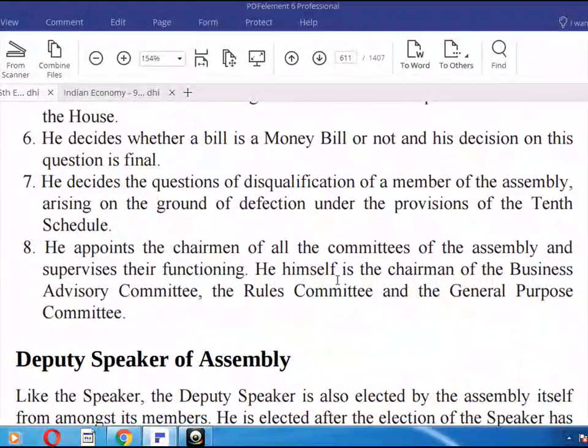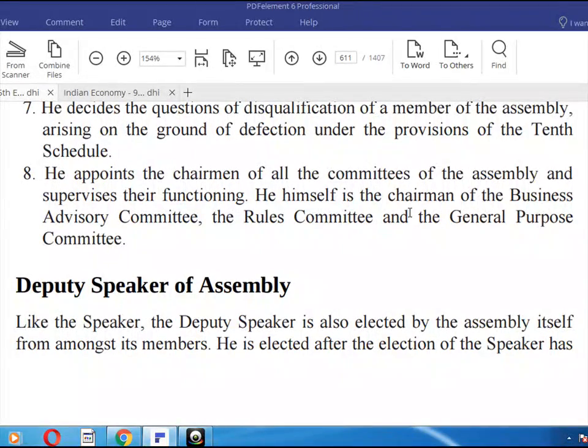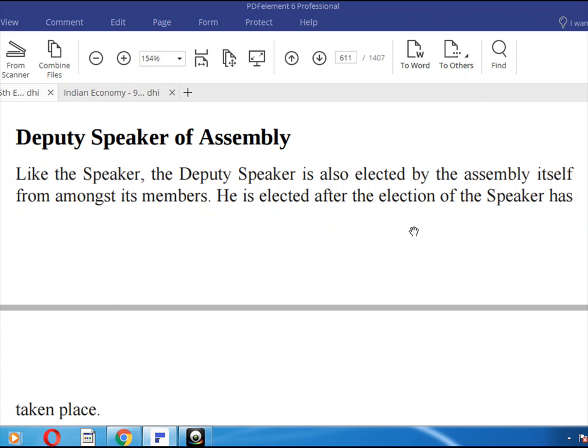He decides the question of disqualification of a member of the Assembly arising on the ground of defection under the provisions of the 10th Schedule. He appoints the chairmen of all the committees of the Assembly and supervises their functioning. He himself is the chairman of the Business Advisory Committee, the Rules Committee, and the General Purposes Committee.